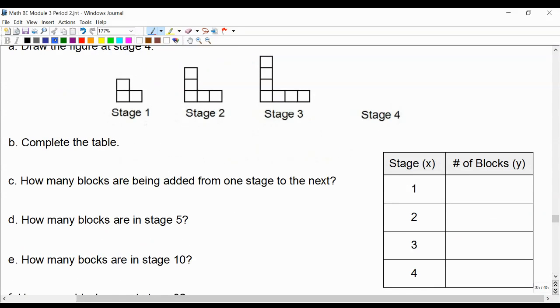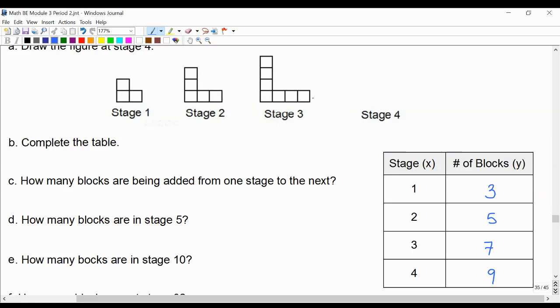stage 4. Stage 1 has 3 blocks. Stage 2 has 5 blocks. Stage 3 has 7 blocks. So I'm starting to see a pattern here, and I think stage 4 is probably going to have 9 blocks.